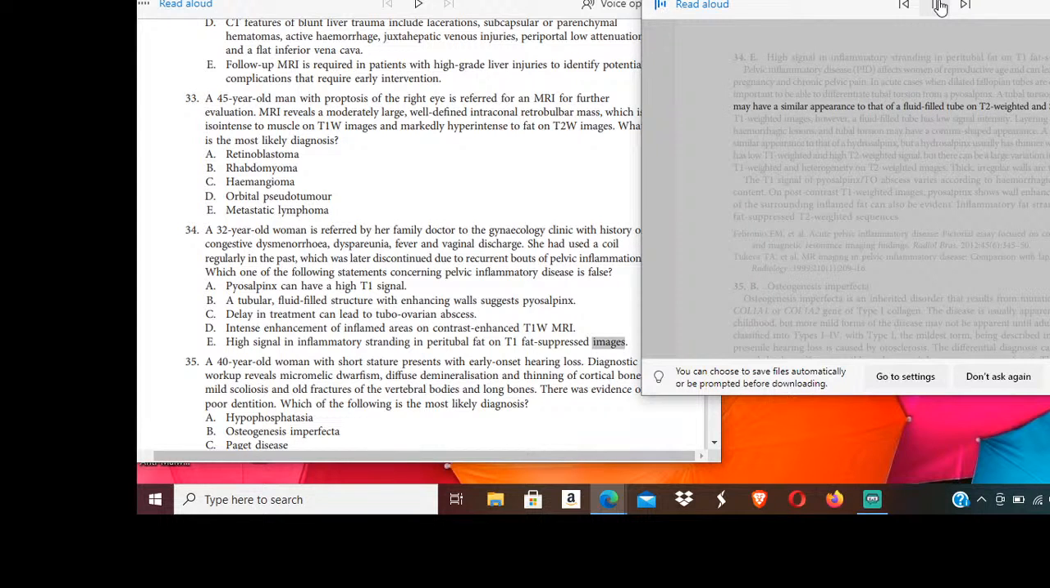A tubal torsion and a hematosalpinx may have a similar appearance to that of a fluid-filled tube on T2 weighted and STIR images. On T1 weighted images, however, a fluid-filled tube has low signal intensity. Layering is common with hemorrhagic lesions, and tubal torsion may have a comma-shaped appearance. A pyosalpinx may have a similar appearance to that of a hydrosalpinx, but a hydrosalpinx usually has thinner walls.